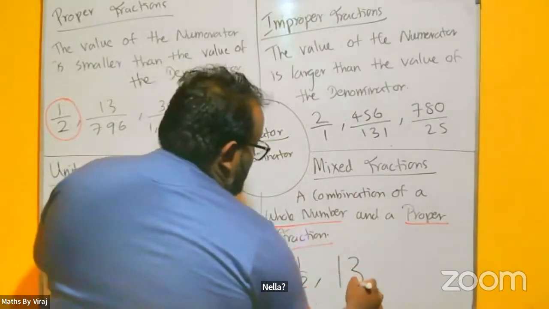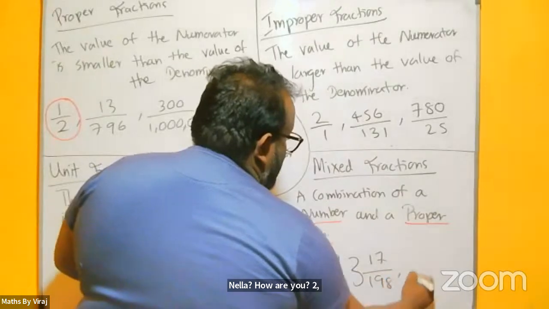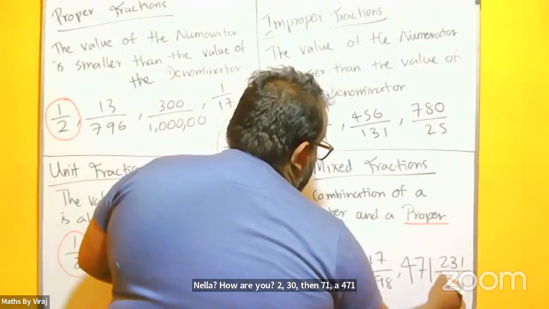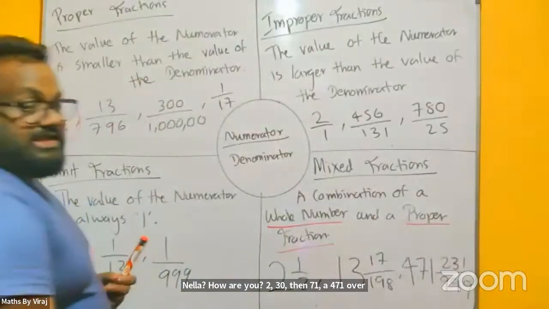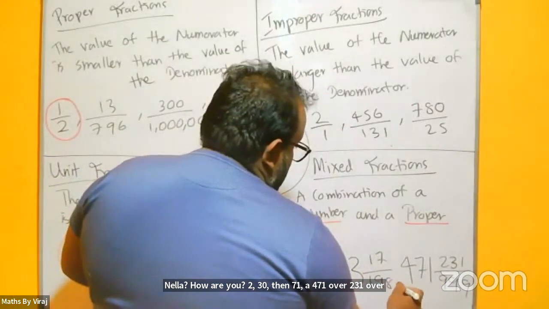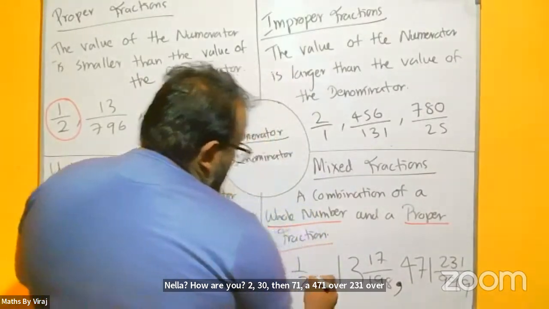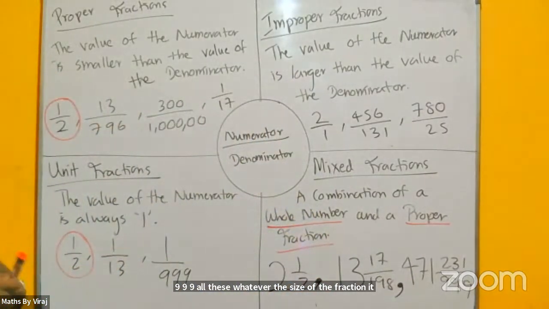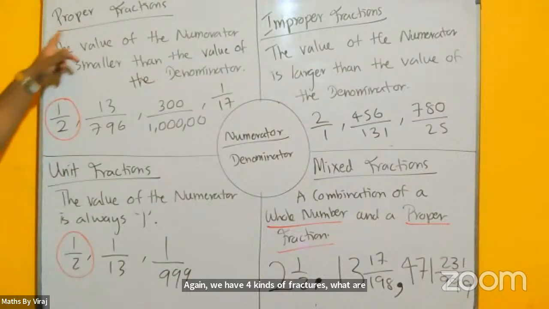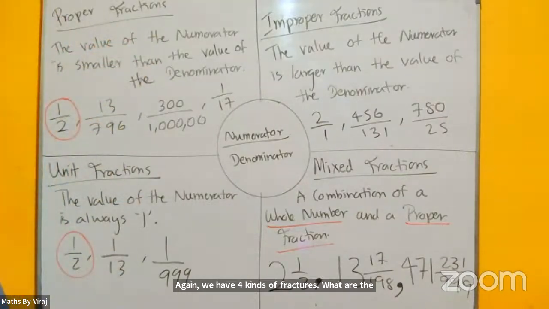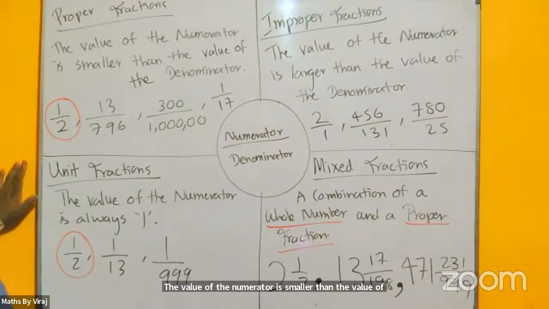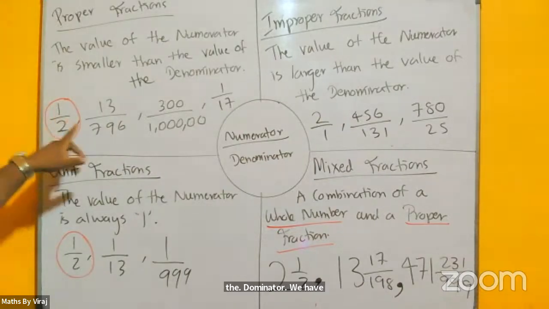2 and a half. 13 and 17 over 198. 471 and 231 over 999. All these, whatever the size of the fraction, it actually does not matter as long as they are identified properly. Again, we have 4 kinds of fractions. What are the 4 kinds of fractions? Proper fractions. The value of the numerator is smaller than the value of the denominator. We have them, 1 over 2, 13 over this and that.